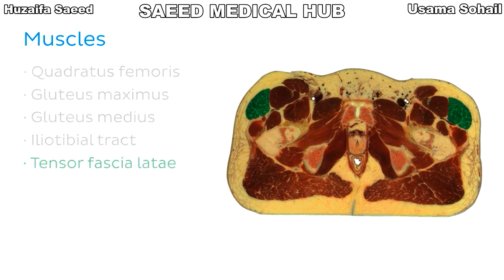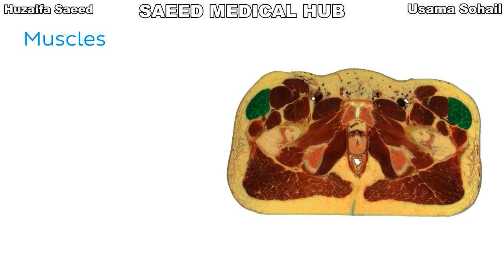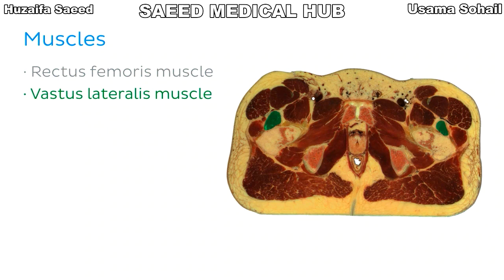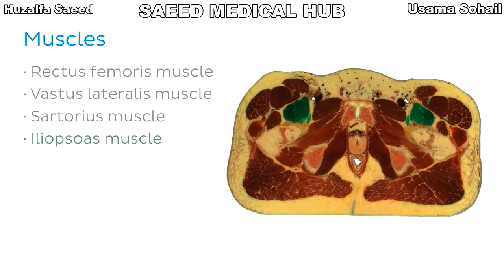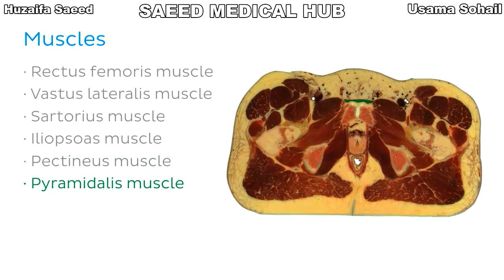Then we began to move around to the anterior part of this cross-section, and we saw 2 of the 4 quadriceps muscles, the rectus femoris muscle and the vastus lateralis muscle. Sitting as the most anterior muscle in the thigh, we have the long S-shaped sartorius muscle, and right posterior to the sartorius, we have the iliopsoas muscle. And then moving medially, we run into the pectineus muscle. And what appears to be joining the left and right pectineus muscles, we can see the thin pyramidalis muscle just here. Lastly, we found the puborectalis muscle slinging around the rectum.